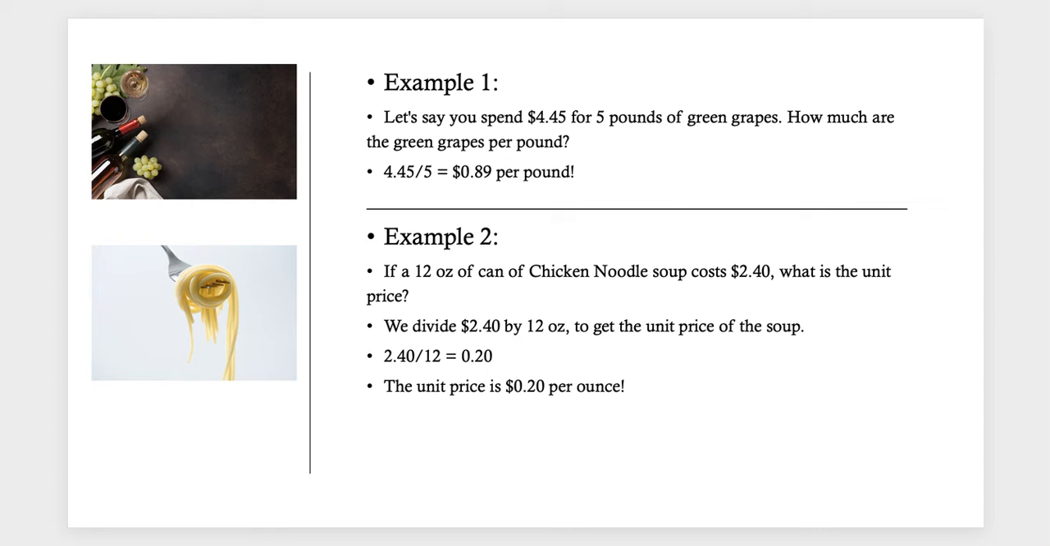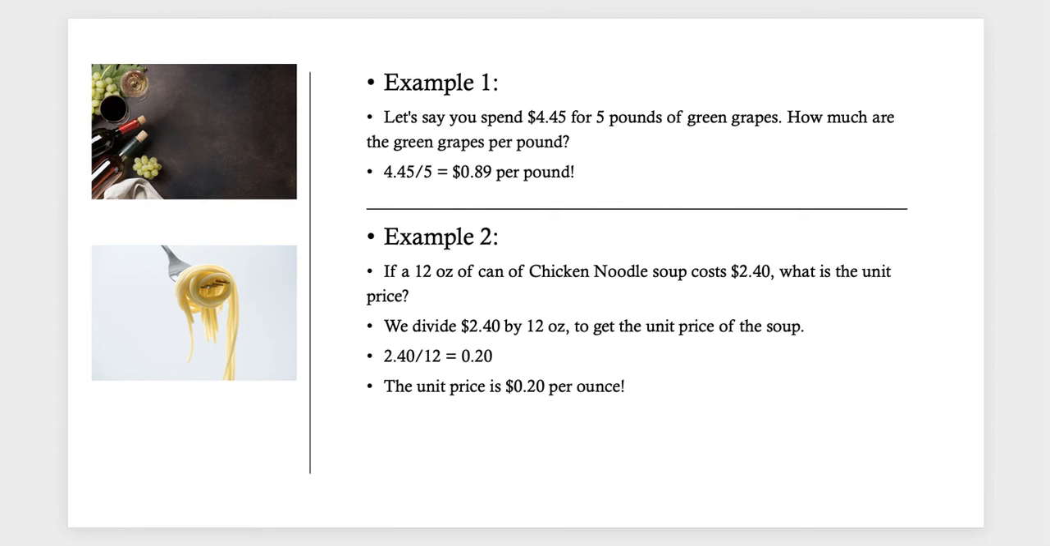Let's say you spend $4.45 for 5 pounds of green grapes. Well, how much are the green grapes per pound? We're going to take $4.45 and divide it by 5. So we took the total amount of money, and we divided by the amount of grapes. So $4.45 divided by 5, if we were out shopping, most of us would have our smartphones with us, and we have a calculator right there in our phone. So we could take 4.45 divided by 5, and we would get 0.89 or 89 cents per pound.